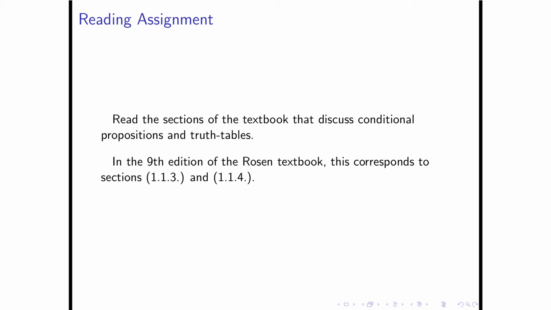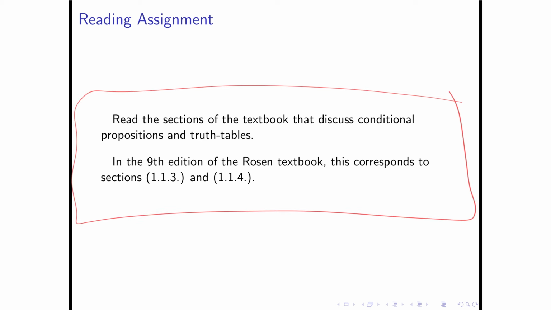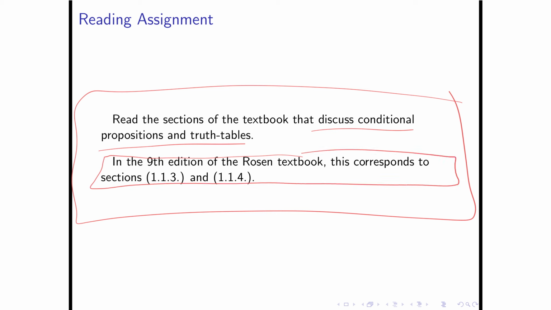I want to start by just giving some extra reading assignments. So read the section of the textbook that discusses conditional propositions, as well as you might as well go ahead and read the section on truth tables while you're at it. They kind of go together nicely, and it might help you to understand some of what we're doing here. In the 9th edition of the Rosen textbook, this corresponds to subsections 1.1.3 and 1.1.4.